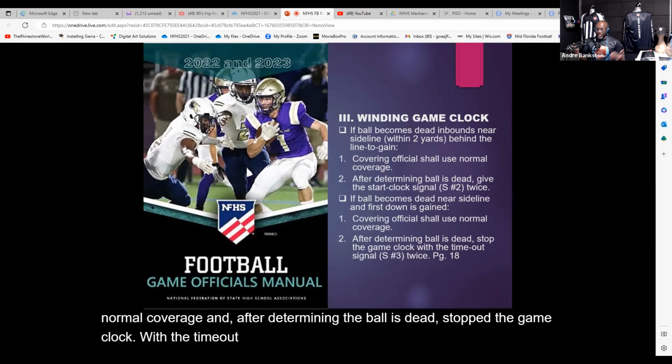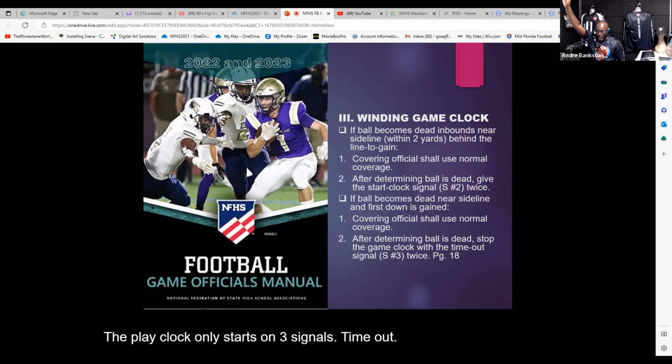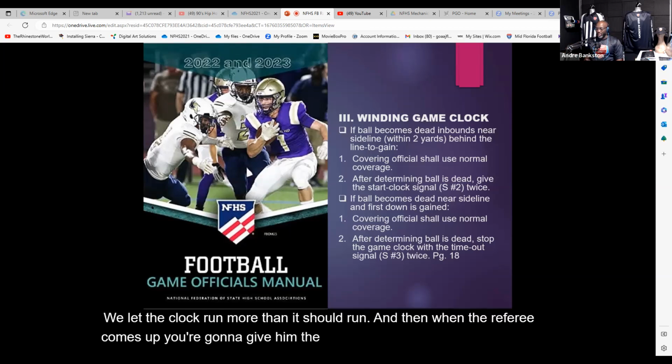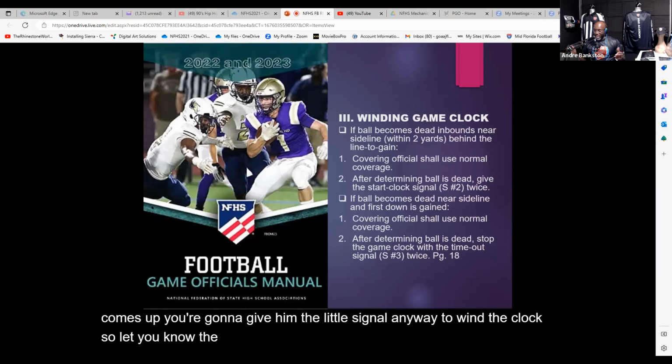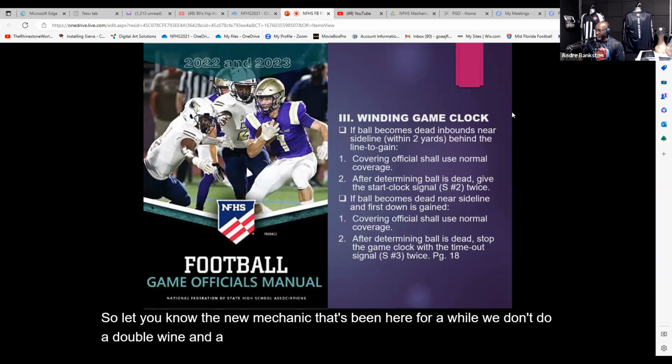Remember the play clock. Now that we have a play clock, the play clock only starts on 3 signals: timeout, dead ball, or incomplete. And when we wind the clock first, we let the clock run more than it should run. And then when the referee comes up, you're going to give them the little signal anyway to wind the clock. So to let you know, the new mechanic that's been here for a while, we don't do a double wind and a stop clock on a first down. And that's it, guys.